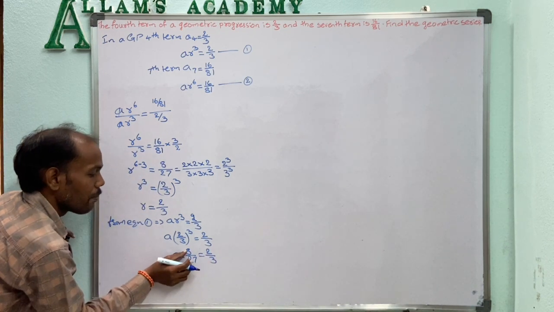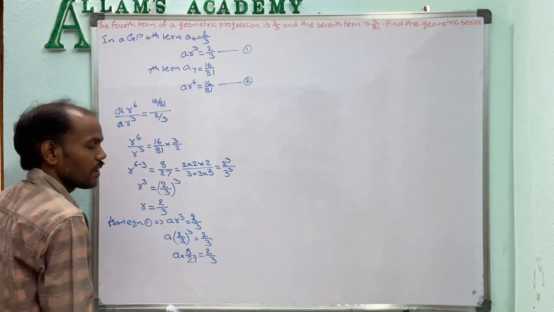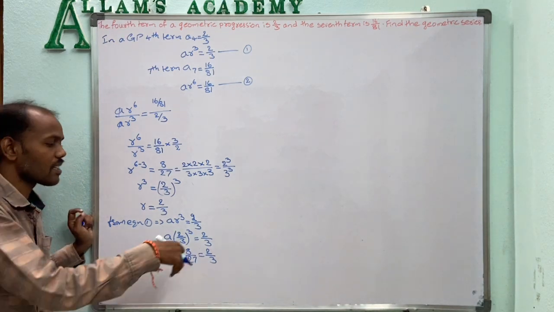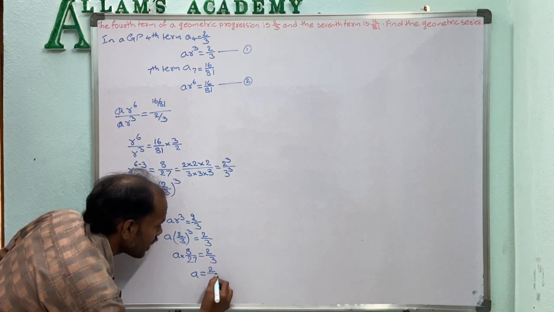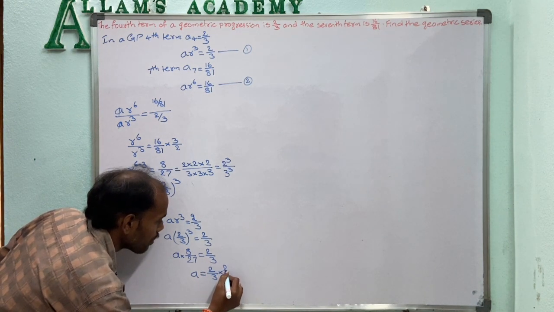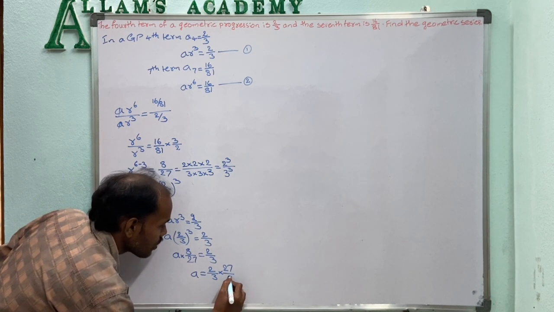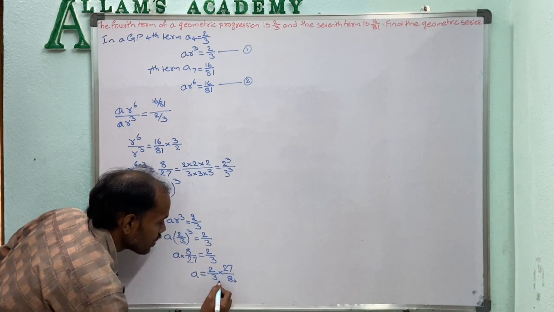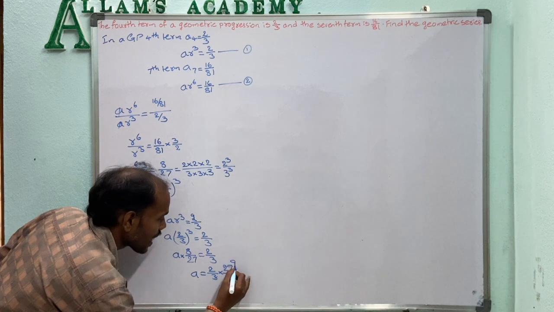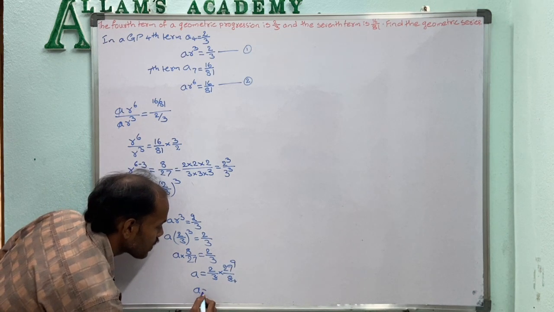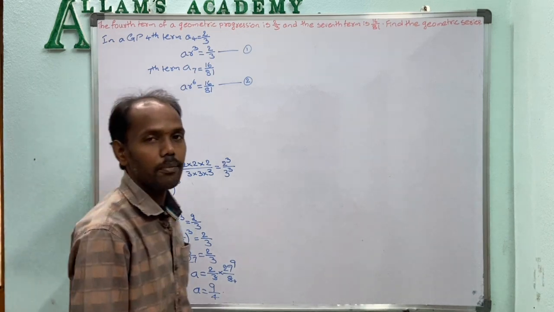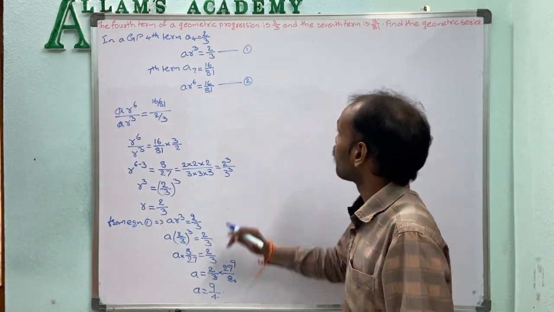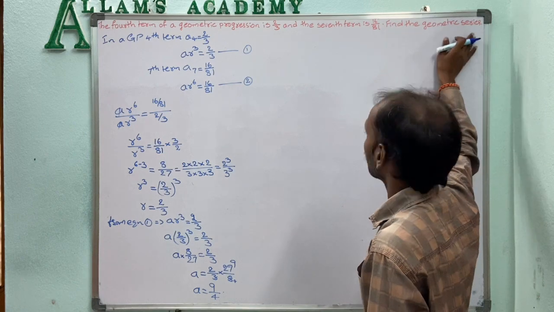Now the multiplication by 8/27 transfers to the RHS as its reciprocal, so 2/3 times 27/8. 2 ones are 2, 2 fours are 8, and 3 ones are 3, 3 nines are 27. So the first term of this geometric progression is 9/4. Now we are asked to find the geometric series.